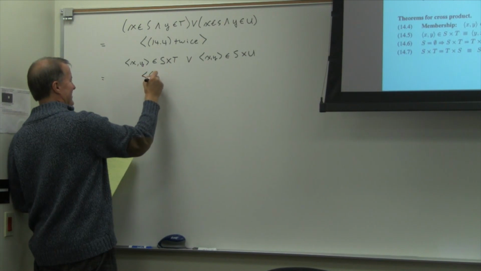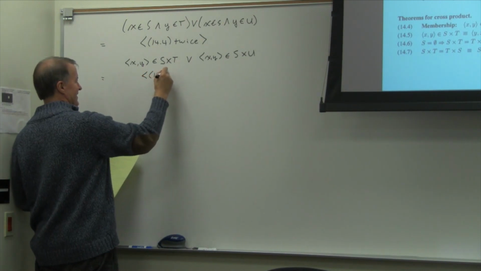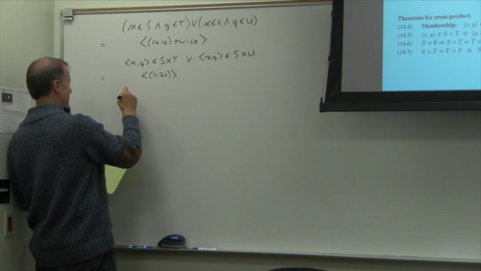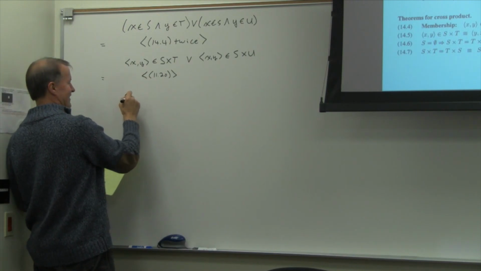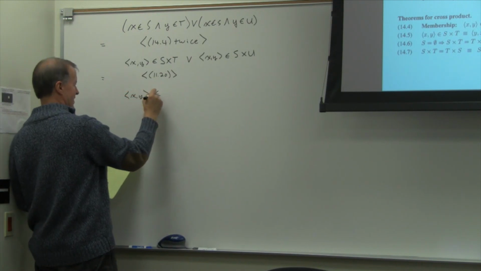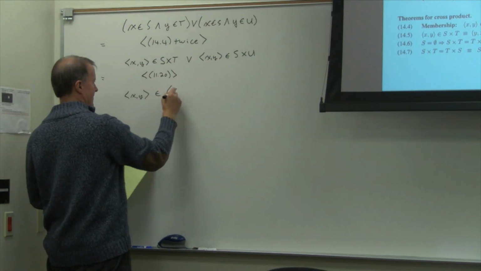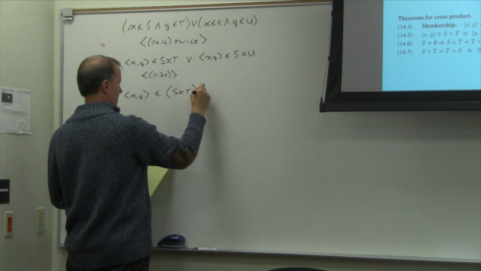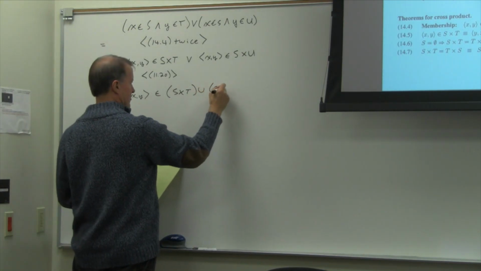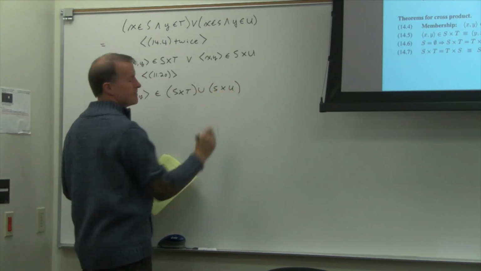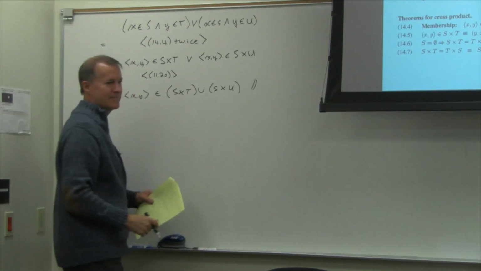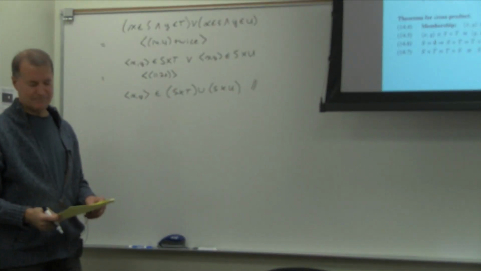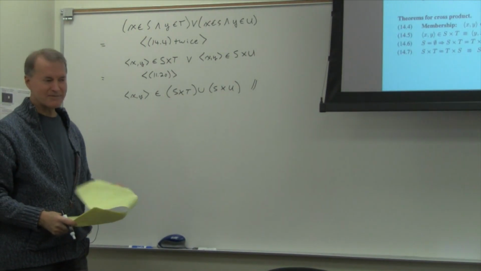This proof writes itself. I said it again for emphasis. So what is this? What we wanted it to be: the ordered pair (x, y) is an element of S cross T union S cross U. And boom, just like that. Put that in your pipe and smoke it.